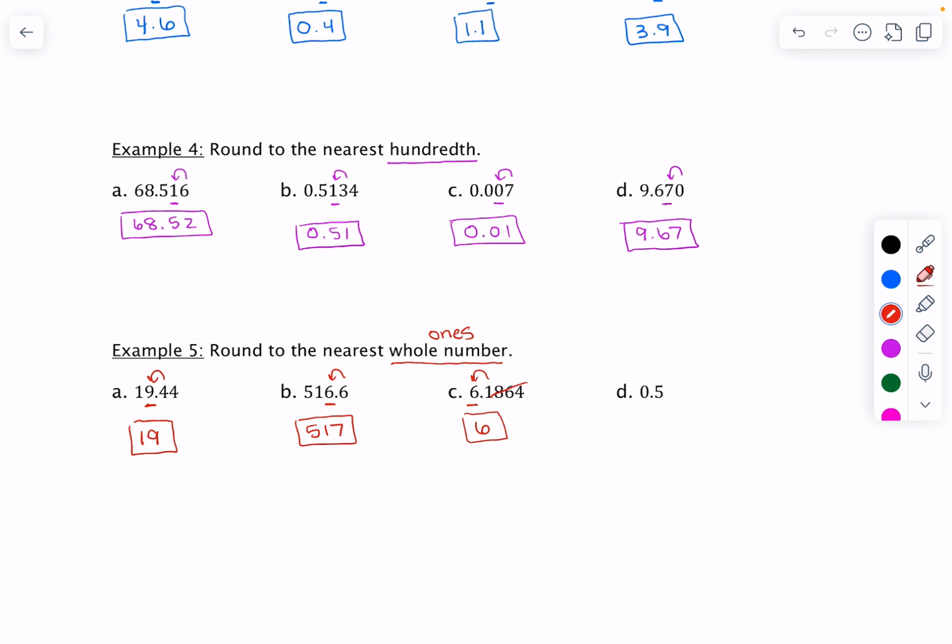And then letter D, here's 0 is my ones. Does 5 round that 0 up or stay the same? It rounds it up to positive 1. So that's fractions and decimals and rounding.